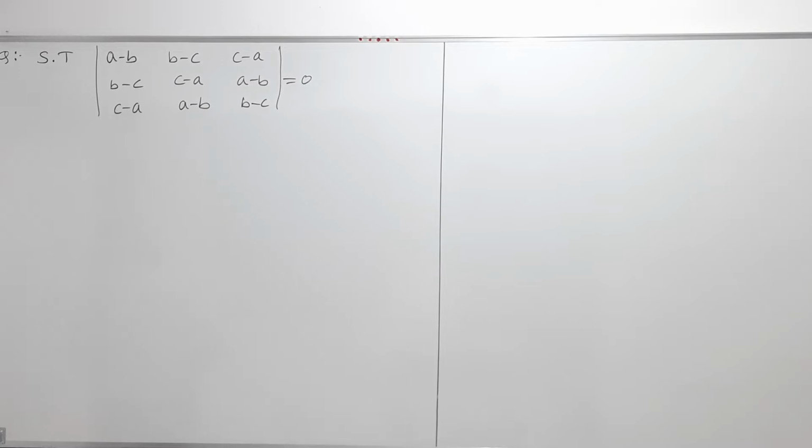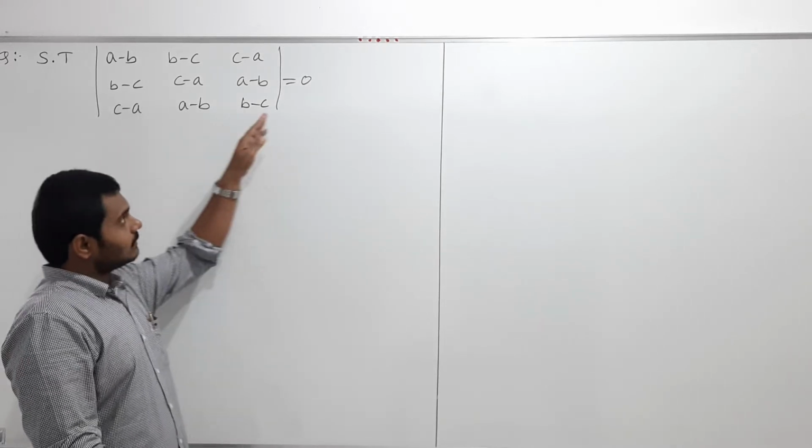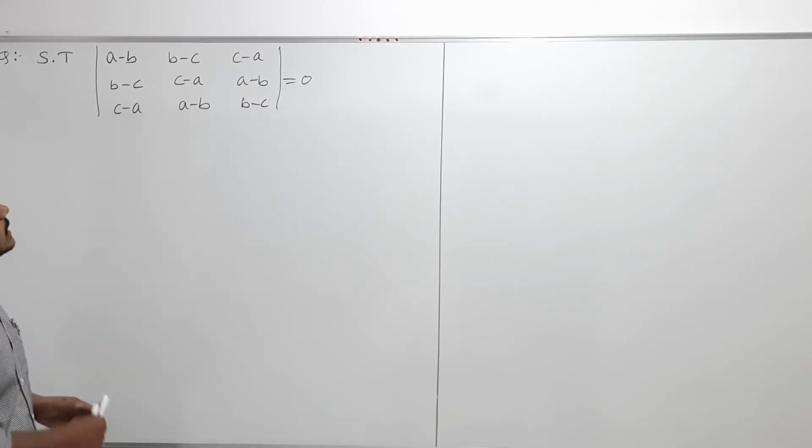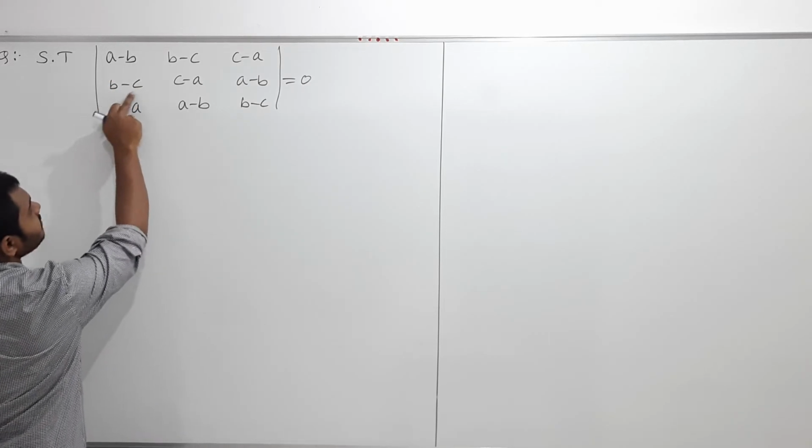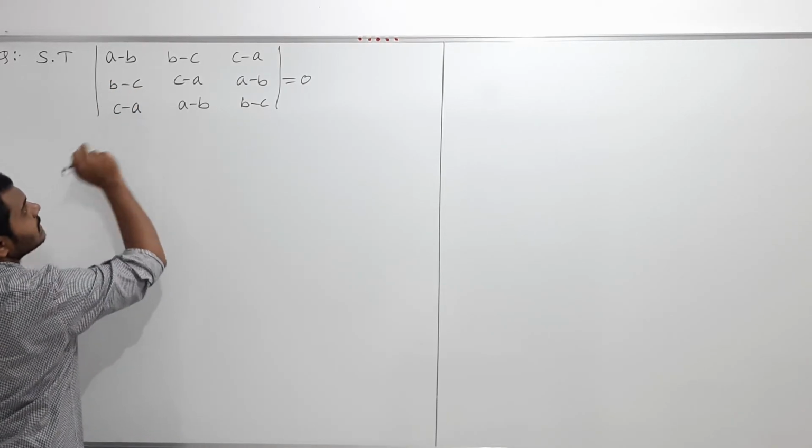The next question, my dear friends, I wrote here, that is show that, or you can take it as prove, that this determinant is equals to 0. To prove this, again you can observe here it is A minus B, here plus B minus C, here C minus A.